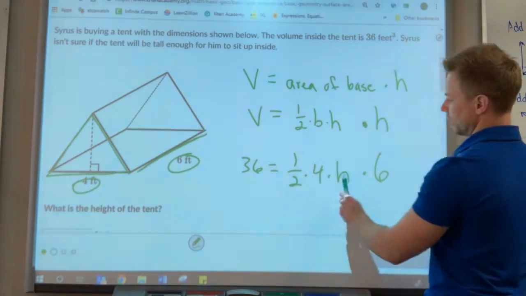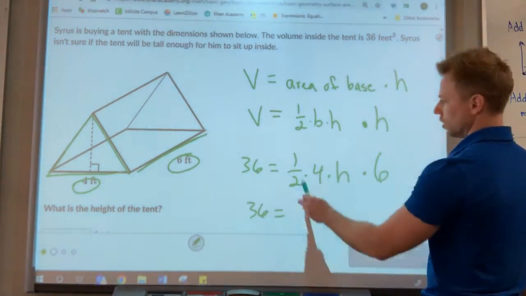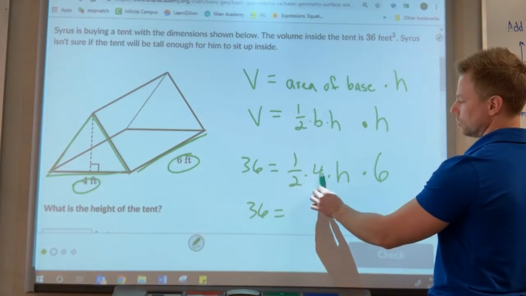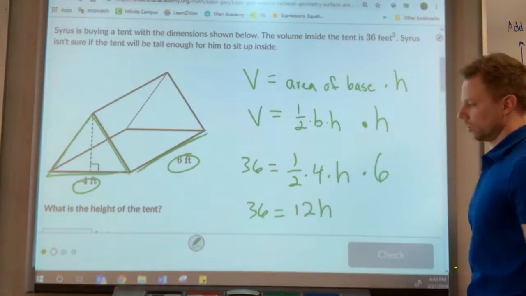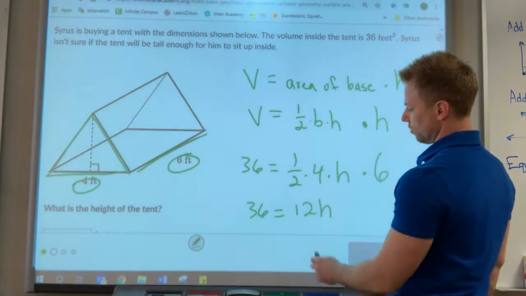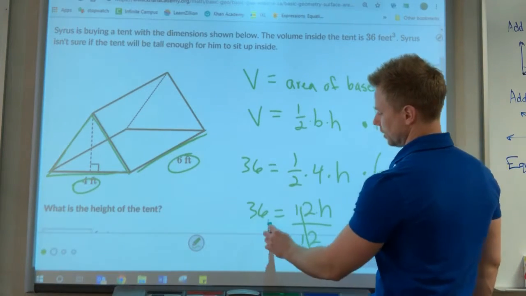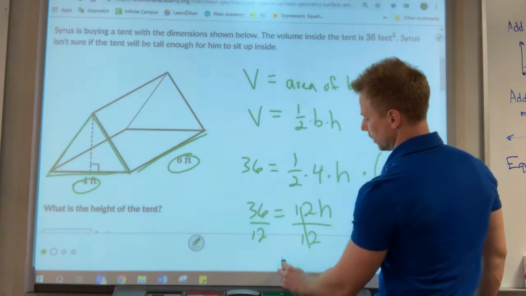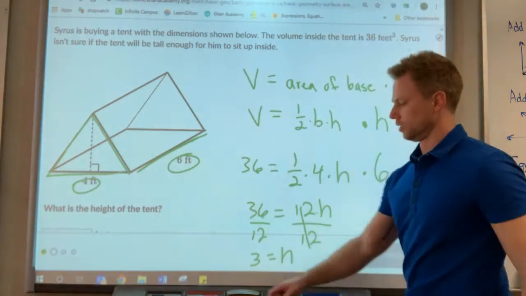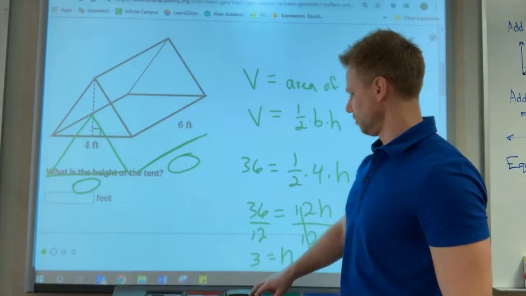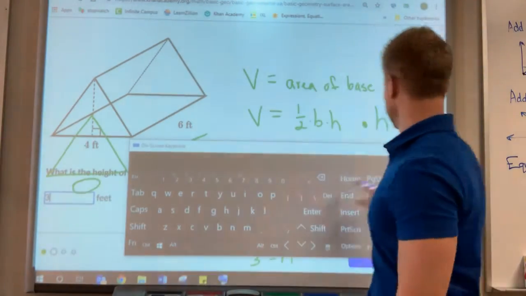So we can simplify this now and solve for h. So 36 equals 1/2 times 4 is 2. 2 times 6 is 12. So 12h. Now we want to solve for h. This is multiplication, so we're going to do the opposite and divide. Divide by 12, divide by 12, and the height is 3. So the height of the tent is 3 feet. That should be tall enough for him to sit up in, I believe.